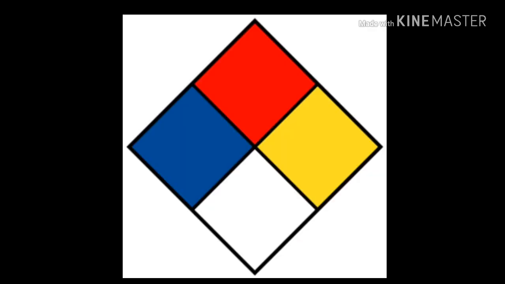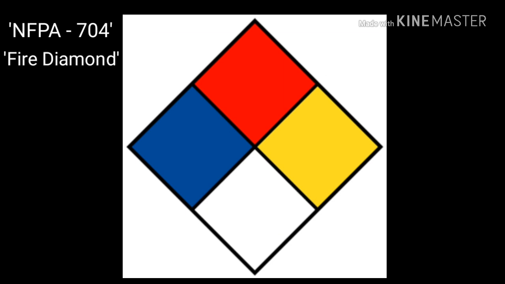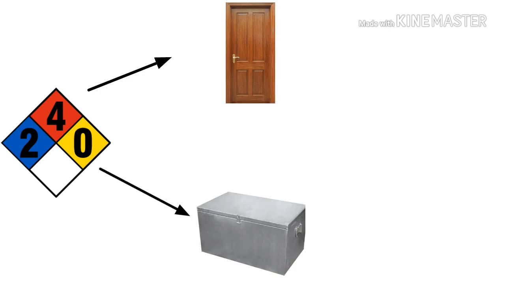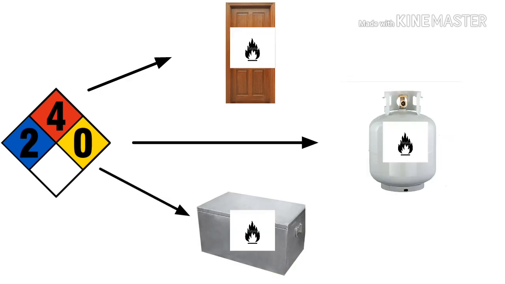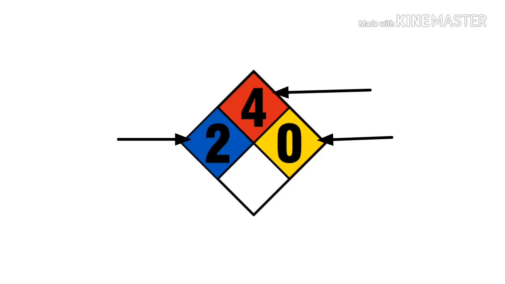Today we'll be talking about NFPA 704, but we'll refer to it as fire diamonds. You can usually see these on doors and containers or canisters. This means there is a hazardous material present and will give you information on how dangerous that material is.